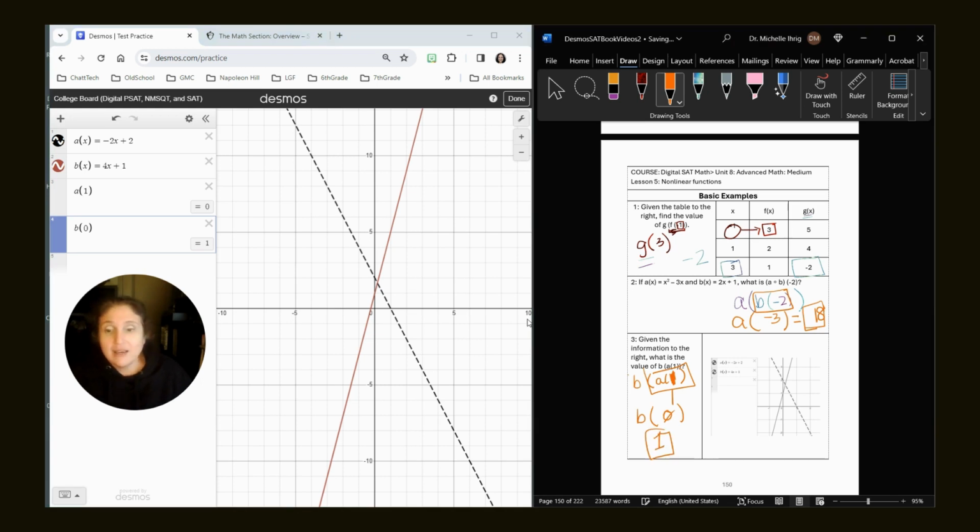Done. If we did it on the graph, we would go over to here's x equals 1. That point is 0. We would go to 0 and go up, and here's our 1. But I like Desmos, so I just typed it into Desmos and followed the functions that way.